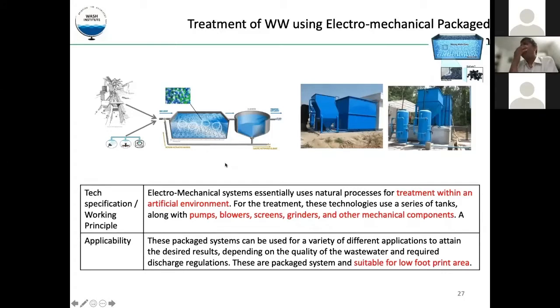Of course, the last part, as you all know, is the electromechanically operated systems. There are plenty available as of today: activated sludge process, sequential batch reactor, MBBR system, FAB system. So this is also one of the systems, which again works on the biological working principle. They use mechanical equipment, and the treatment can happen in a very small area. Of course, the challenge is that operation and maintenance is needed, and skilled operation is required.